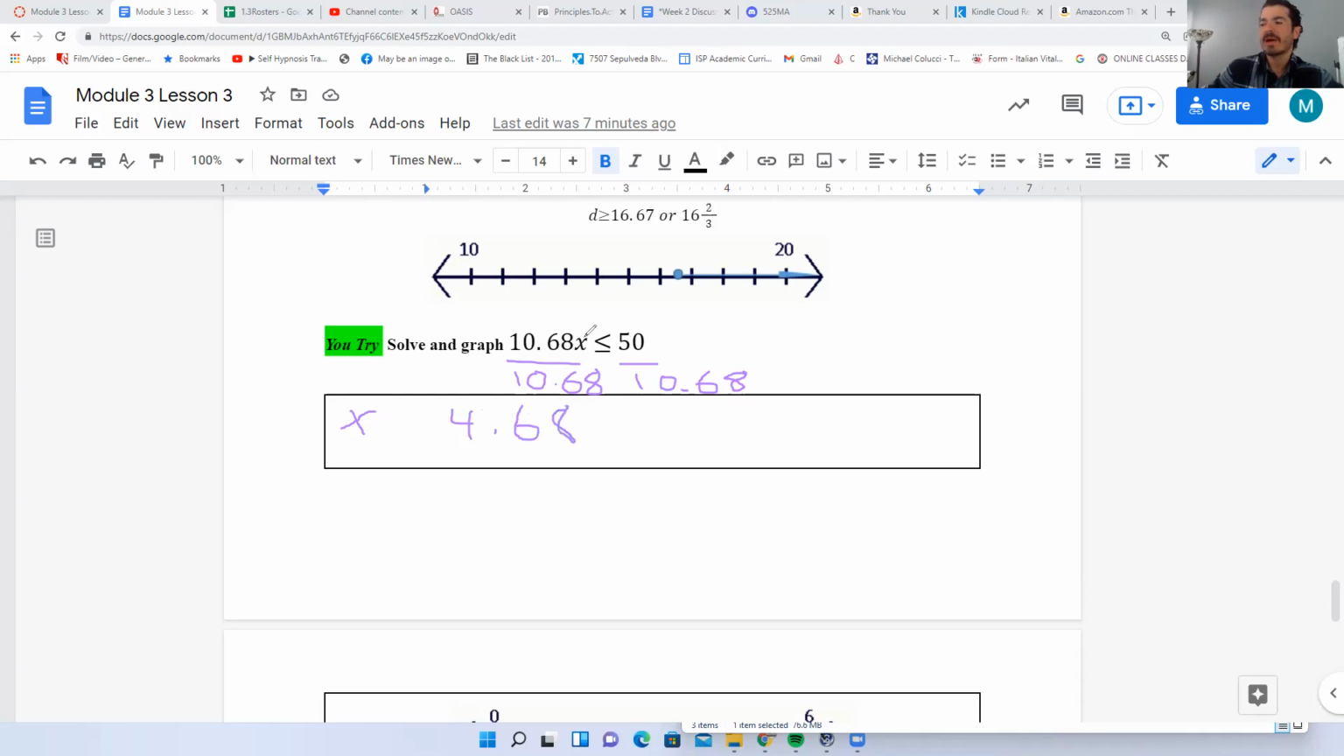Now, which way? This is telling me that 10.68 times x is less than or equal to 50. Do my signs switch? Does my inequality switch? Well, no, because I'm not multiplying or dividing by a negative number, so it's going to stay exactly the same. And to graph that, I'm not going to be fancy about it. I just need to show that it's to the right of 0. There's my 4.68. X is the set of all numbers that is less than that.